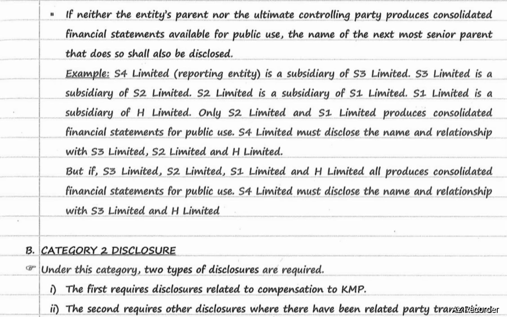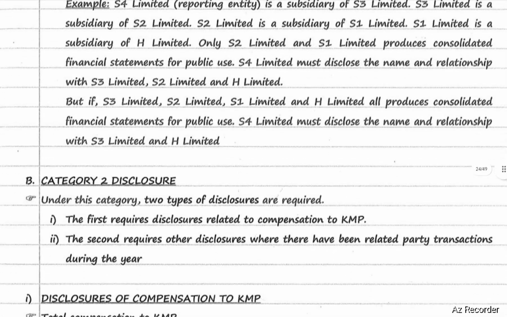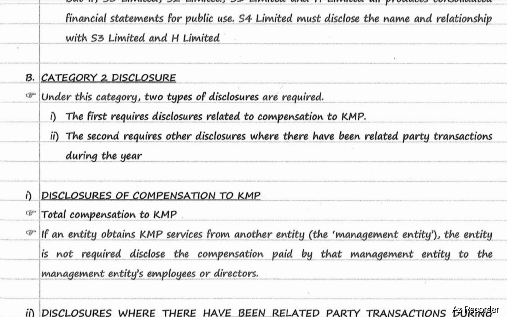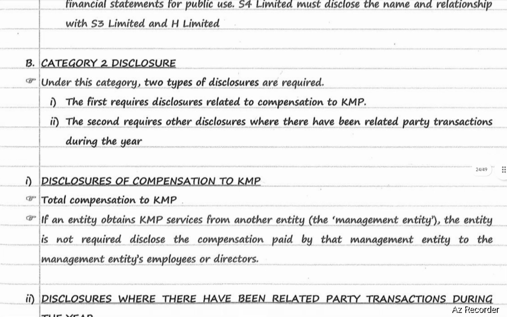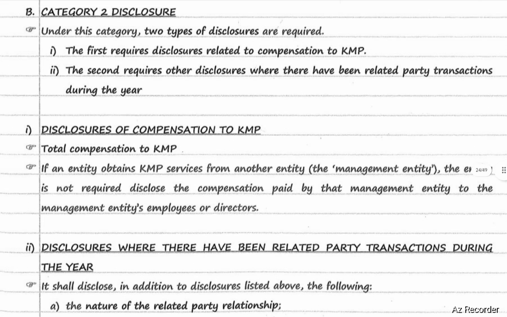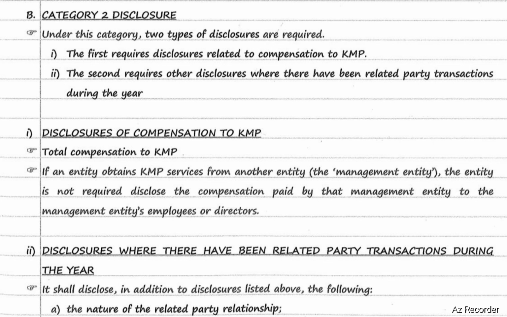Category 2, disclosures. Under this category, two types of disclosures are required. The first requires disclosures relating to compensation to KMP, key managerial persons. The second requires other disclosures where there have been related party transactions during the year. Disclosures of compensation to key managerial persons: total compensation to KMPs must be disclosed. If the entity obtains KMP services from another entity, the management entity, the entity is not required to disclose the compensation paid by the management entity to the management entity's employees or directors.